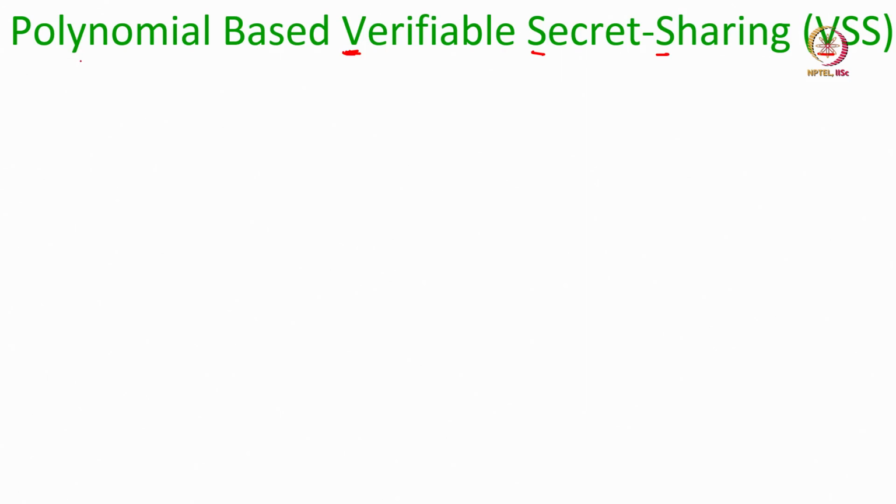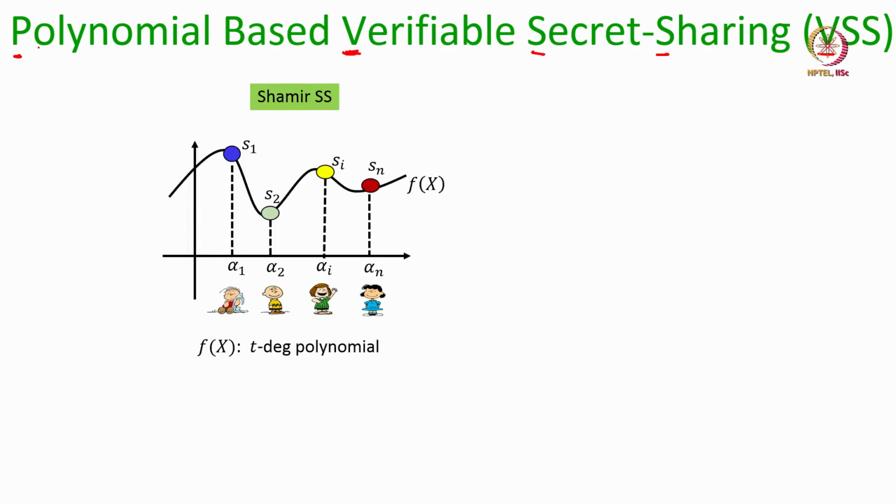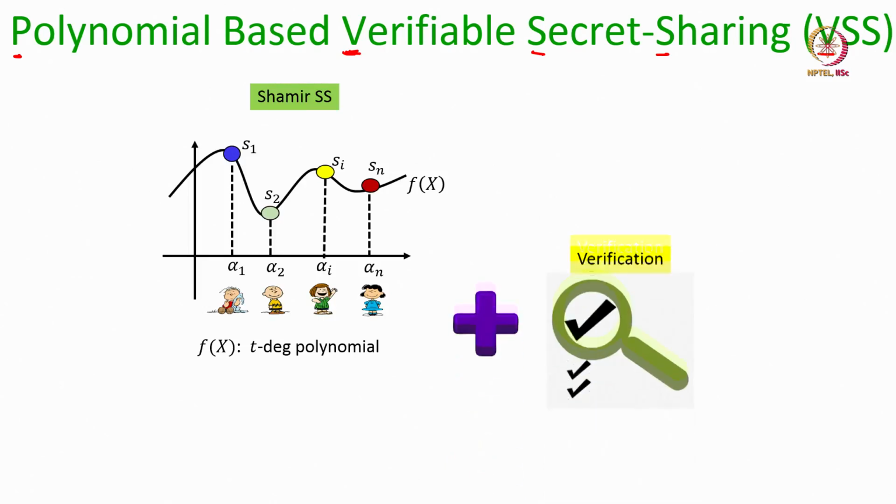We will be studying polynomial based verifiable secret sharing because we are interested to design or modify the BGW protocol so that it works even against Byzantine adversaries, and we will stick to polynomial based secret sharing, where the secrets are shared using polynomials. That is why we will be focusing on polynomial based VSS, but in general the VSS need not be polynomial based. Okay. So, what is this polynomial based verifiable secret sharing?